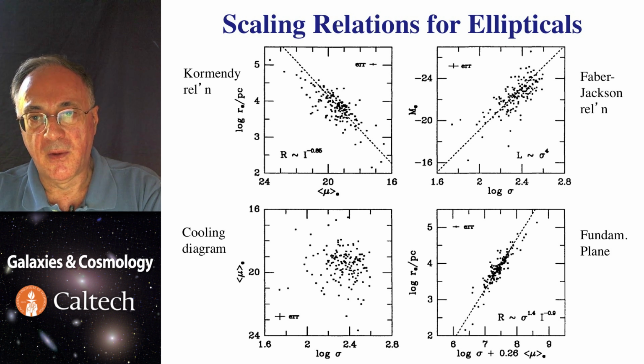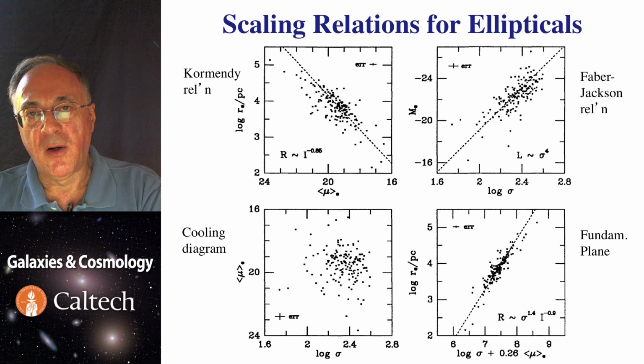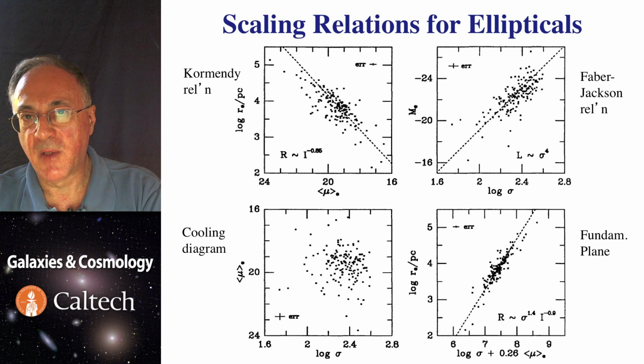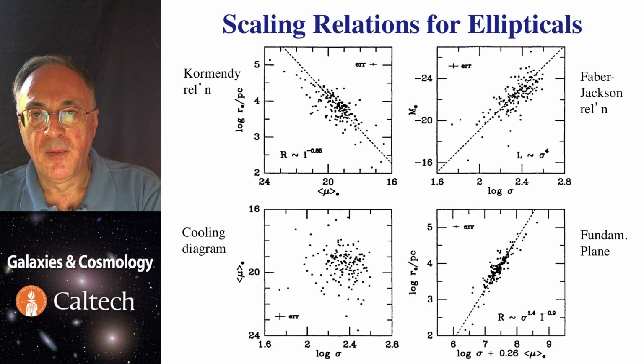And so here are the four different projections. The Kormendy relation is in the upper left, and you see the little error bar symbol in the corner, and that tells you what the errors are, so clearly there is extra scatter involved. The Faber-Jackson relation is on the top right. The plot of velocity dispersion, which is like kinetic temperature of stars, versus surface brightness, which is like projected density, is in the lower left, which is the same coordinates as the cooling diagram for galaxies. And there we see absolutely no correlation whatsoever.